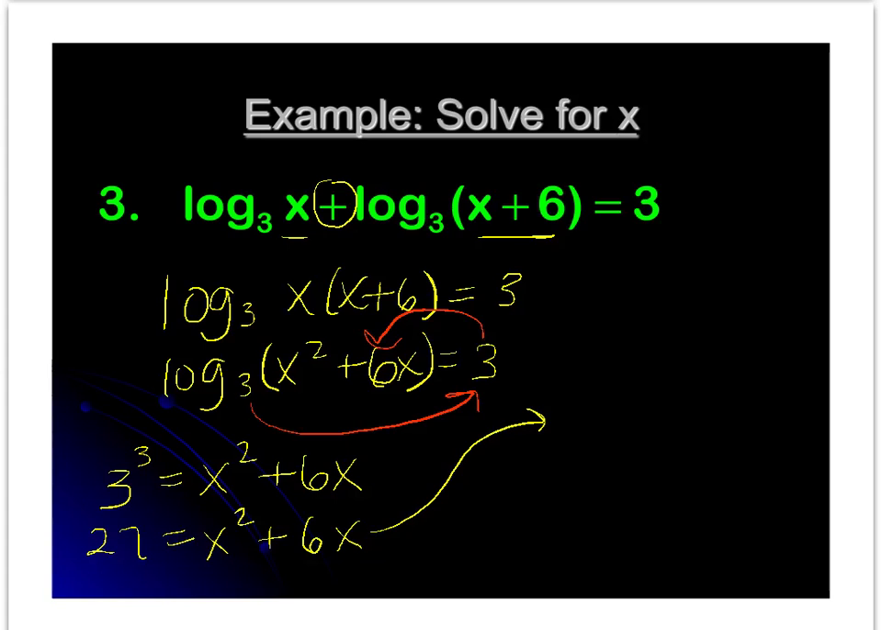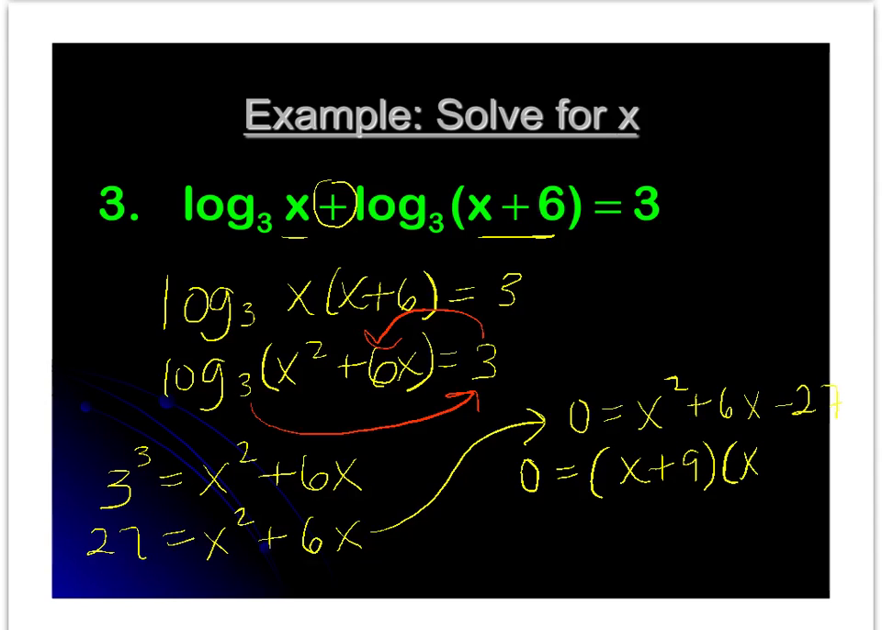What this will hopefully cue you to do is move everything to one side. We are going to have to factor here. So I could say 0 equals x squared plus 6x minus 27. When I factor that, I end up with x plus 9 and x minus 3. You can recheck that by foiling. When we set both of those equal to 0, we end up with our values for x are negative 9 and 3.